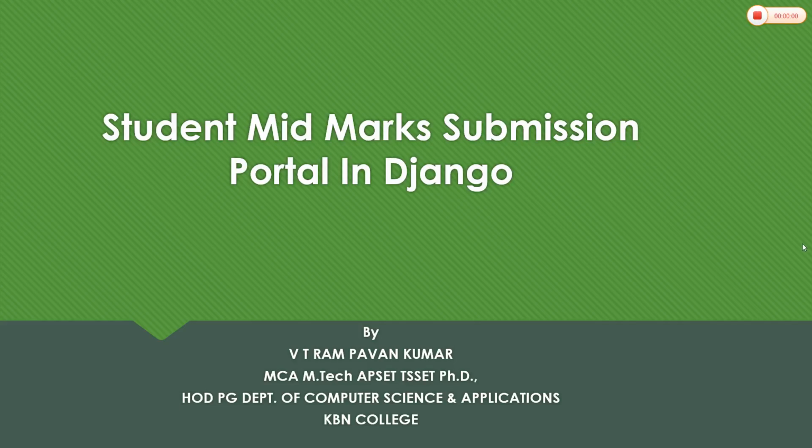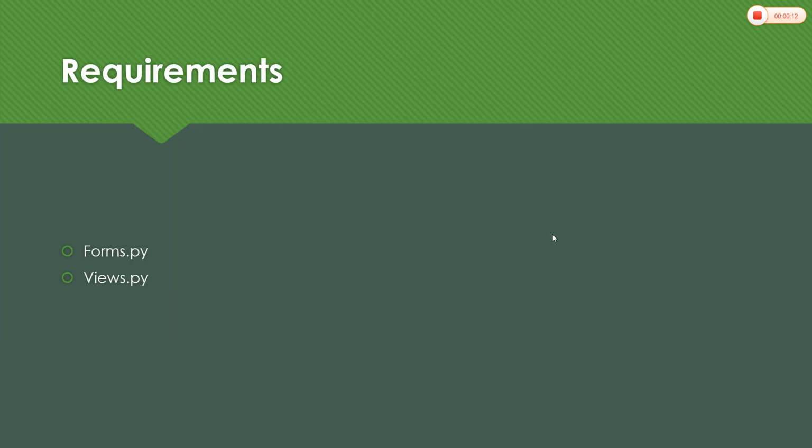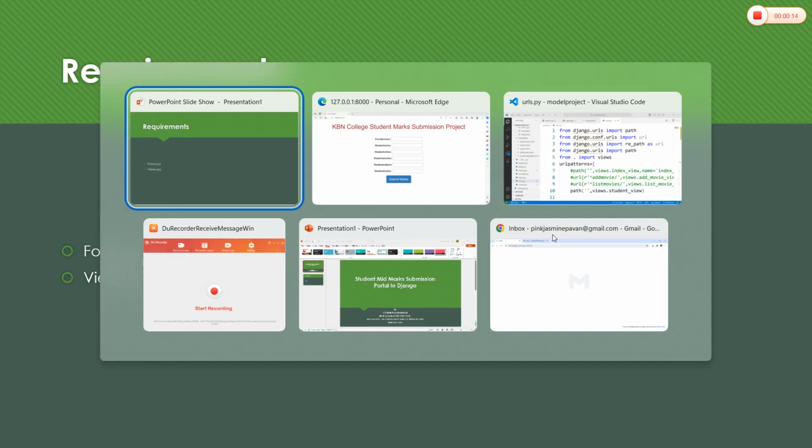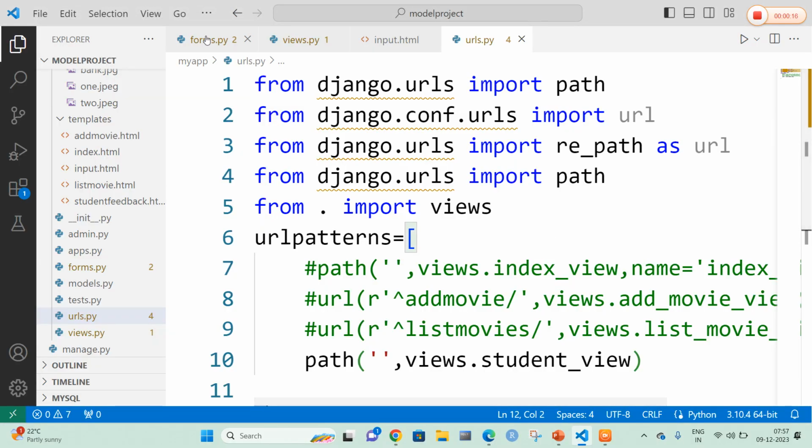Good morning, students. In this session, we are going to learn how to develop a student mid-mark submission portal in Django. That is, faculty are going to submit the student mid-marks using forms.py, that is forms in Django. So the requirements are forms.py as well as views.py. Right, I quickly open my Visual Studio Code.